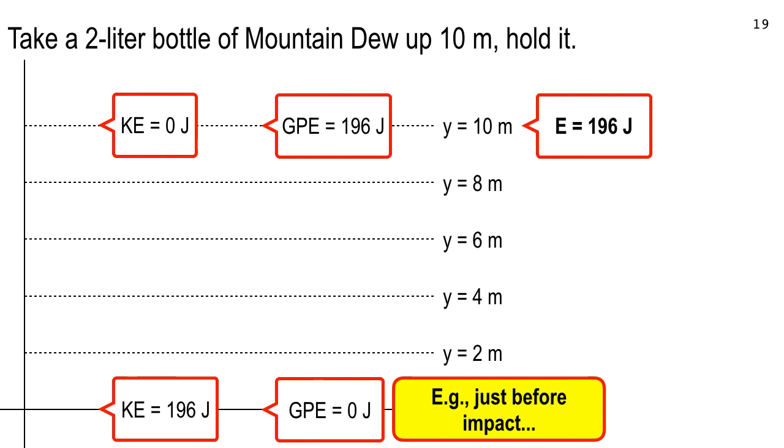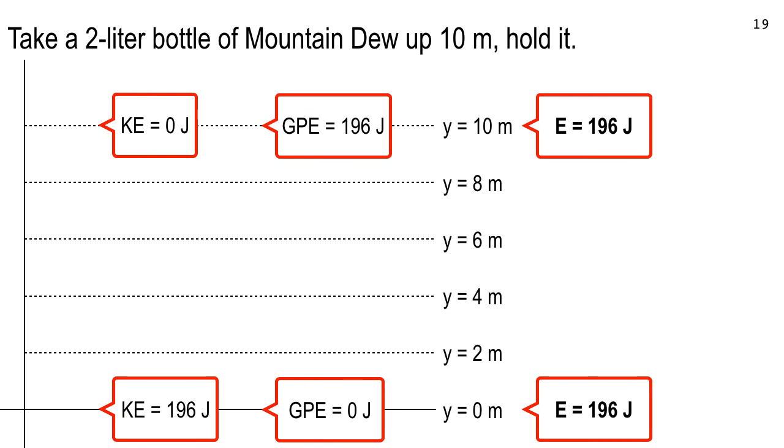And these are the two numbers that exchange. As you go up, the kinetic energy gets smaller and the potential energy gets bigger by the same amount. The kinetic energy gets smaller by a joule, potential energy gets bigger by a joule. They just trade joules. So the kinetic and the potential add up to the total, 196.